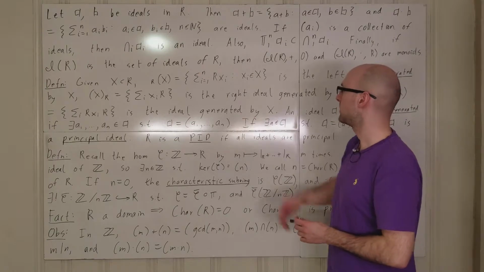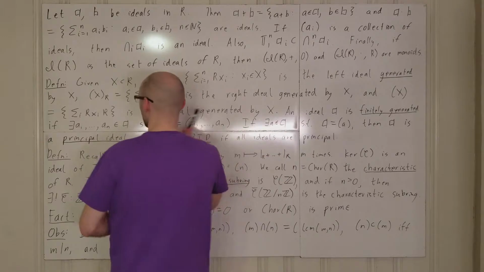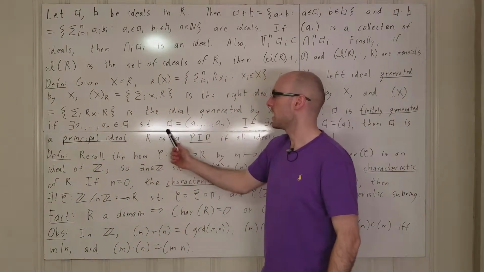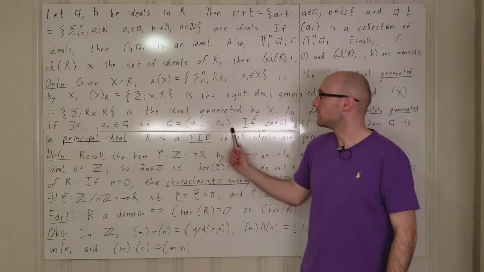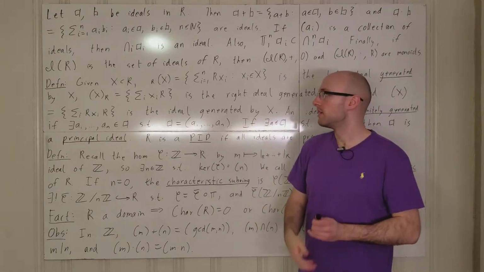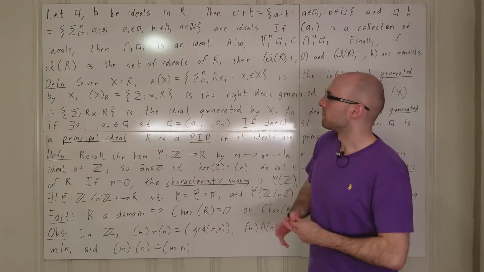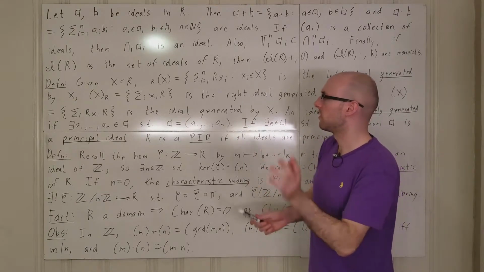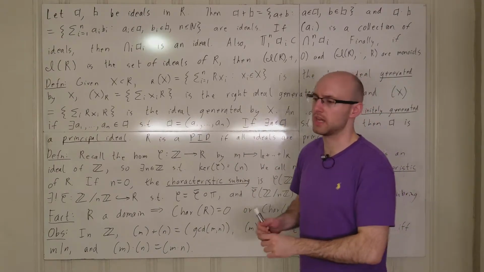All right, and so this is the ideal generated by X. And we say that an ideal A is finitely generated if there is a finite collection of elements in A such that we can write A as the ideal generated by A1 through AN. So this will be all finite sums of the form: you take an element of R times an AI times an element of R, and then you just sum those up for all of the AIs.